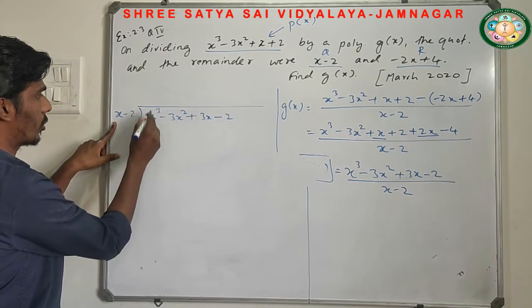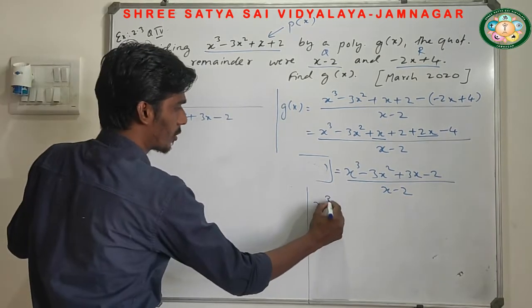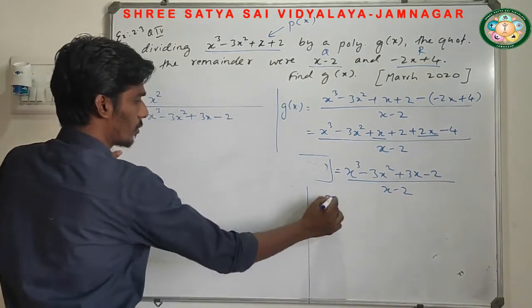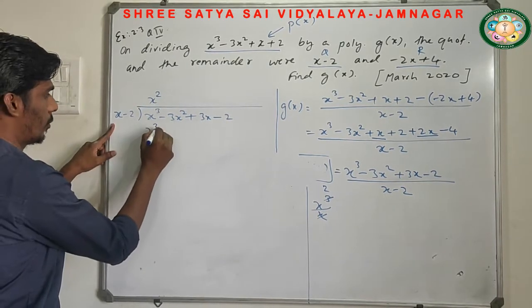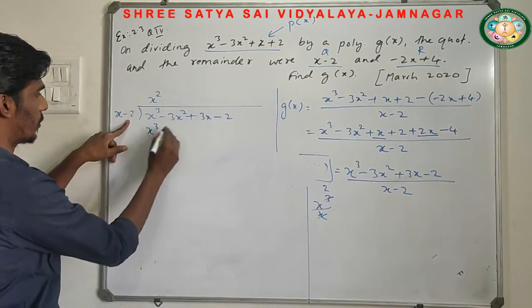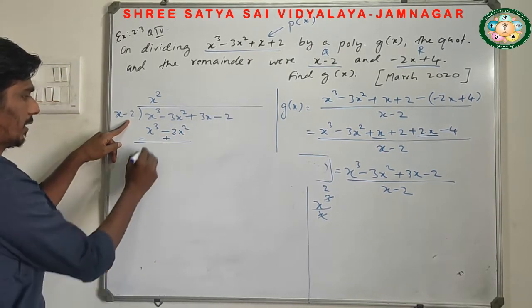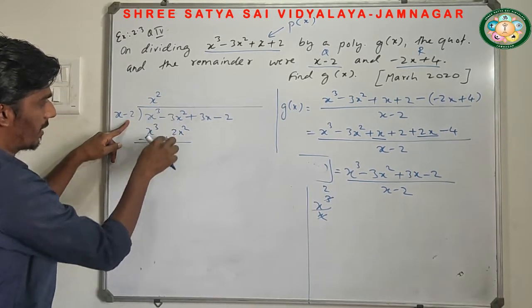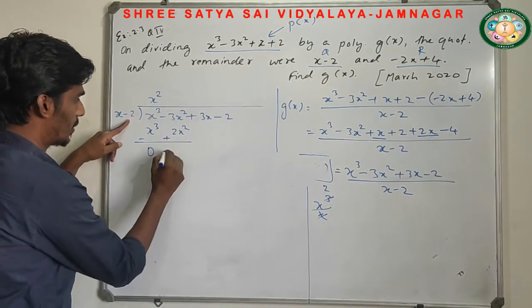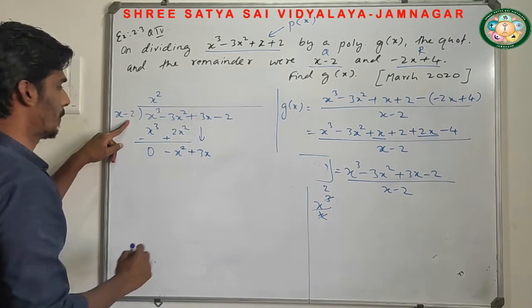From x I have to get x cube, so I am going to multiply by x square, just like that, x cube upon x. So x square times x is x cube. Now minus 2 into x square is minus 2x square. Here plus, here minus, 0. Now we have to change this sign. Minus 3 plus 2 is minus x square. Carry down this plus 3x.